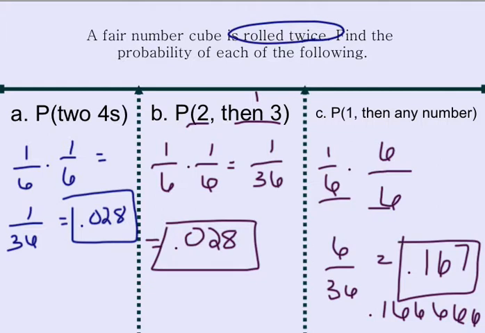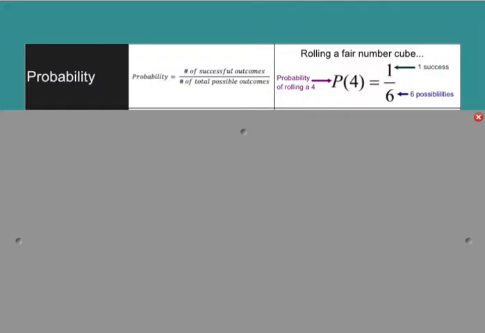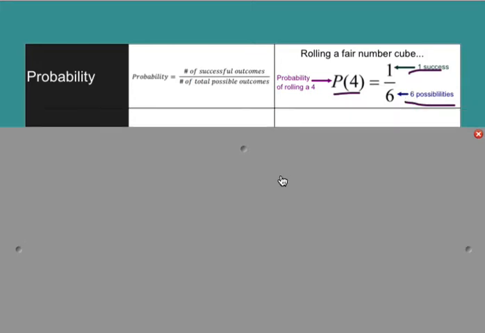Let's talk a little bit about probability. We briefly talked about how probability is the number of successful outcomes over the number of possible outcomes. So the probability of rolling a 4 is written this way: the probability of rolling a 4. We have our 1 success over our 6 total possibilities.